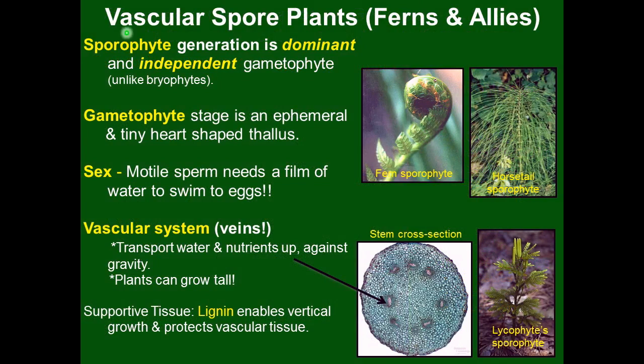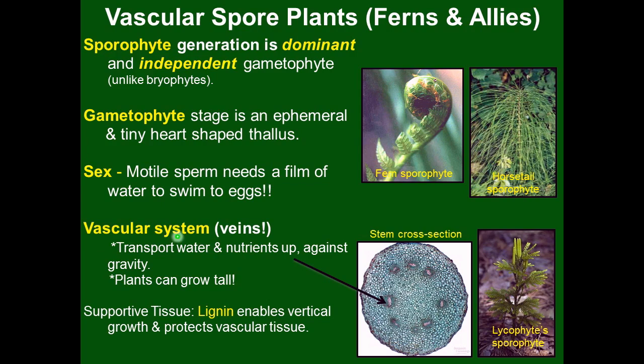What are some of the traits of the vascular spore plants, ferns and allies? Well, they have a sporophyte generation as dominant, and they have an independent gametophyte, unlike the mosses. The gametophyte stage is ephemeral, meaning it doesn't last for very long. And it's a tiny heart-shaped thallus. For sex, they have to have water, so they have motile sperm that needs a film of water to swim to the eggs.